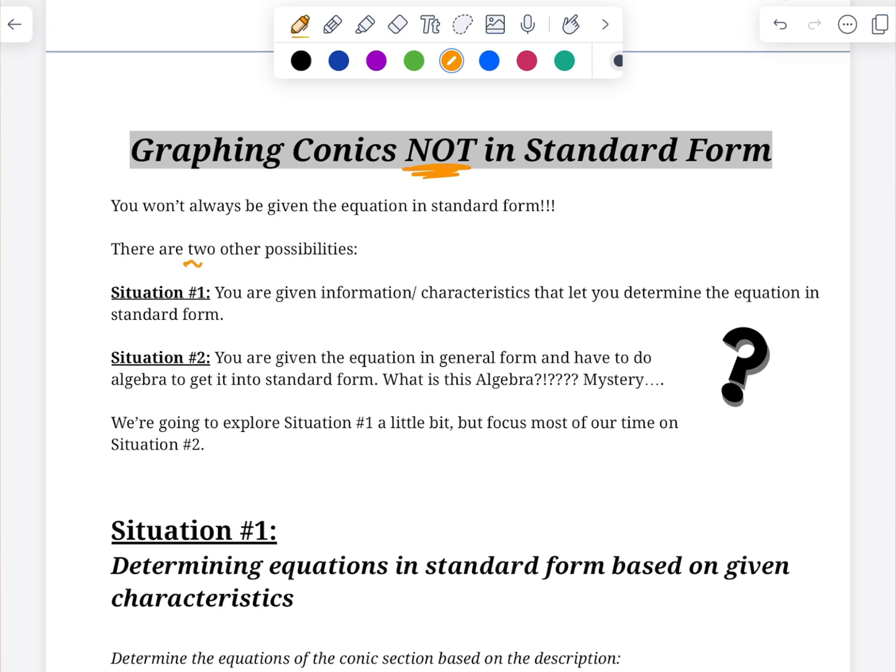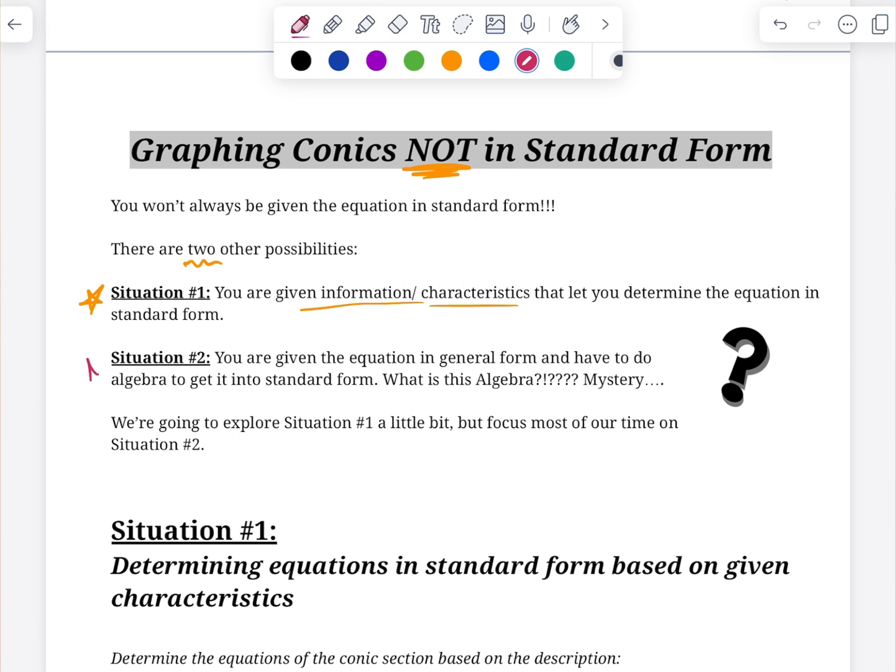Okay, so the first situation is what happens if instead of being given the equation just straight up, you're given some information or characteristics, and then you have to either figure out the equation or graph the function from there. So how can we do this?